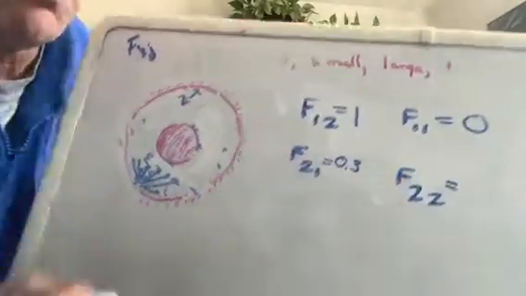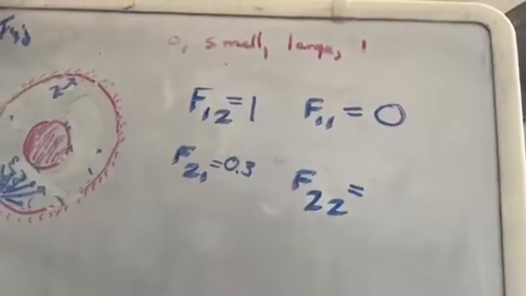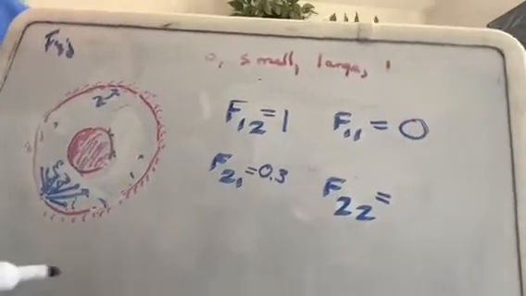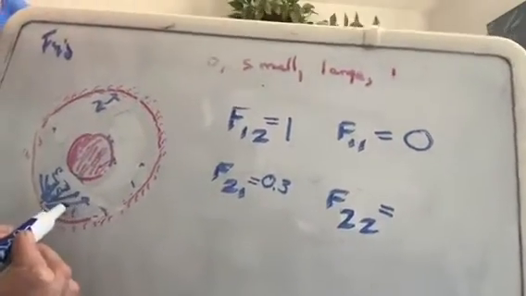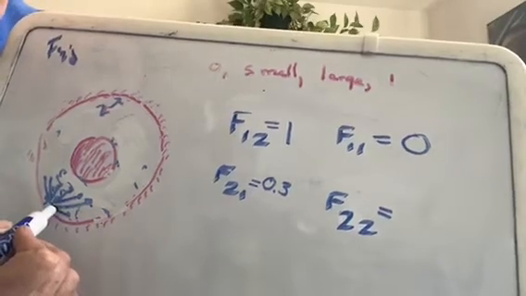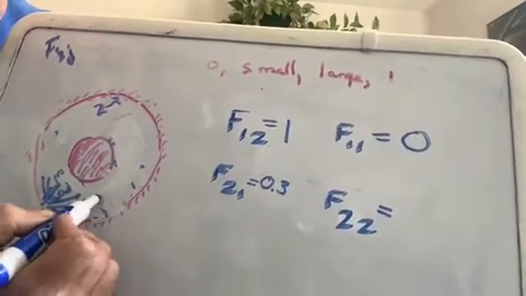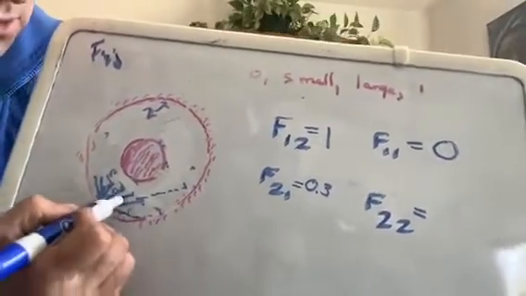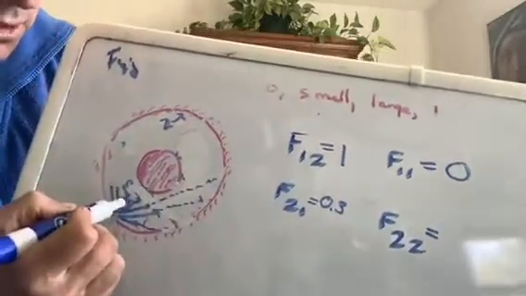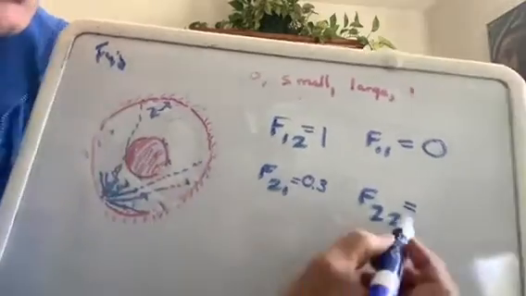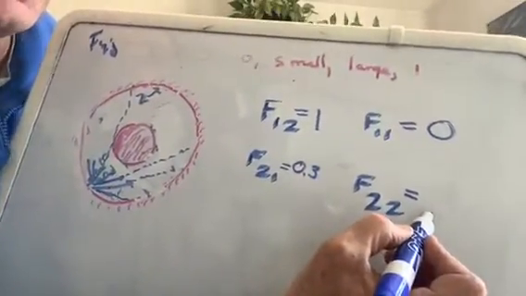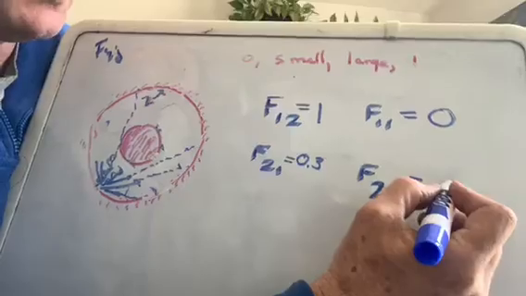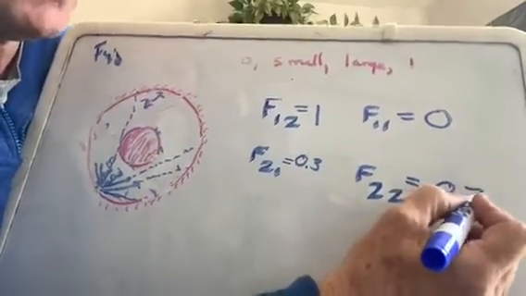All right. Well, F22, is that going to be 0, 1, or some sort of number in between? Well, like I was saying, it looks like most of what comes off 2 is going to miss 1 and then come over and end up hitting 2. So this number here is going to be relatively large. And logically, if you think about it, then it has to be 0.7.